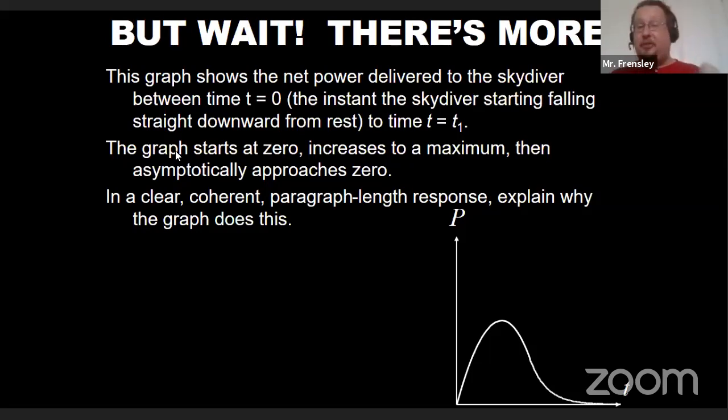Your job, you get 3 minutes to do this, and you're going to type in your little word processor to practice what it's going to feel like doing it on the real exam. In a clear, coherent, paragraph-like response, why does the graph do this? Start from 0, increase to a maximum, and then decrease asymptotically back to 0. You get 3 minutes. On your mark, get set, go.